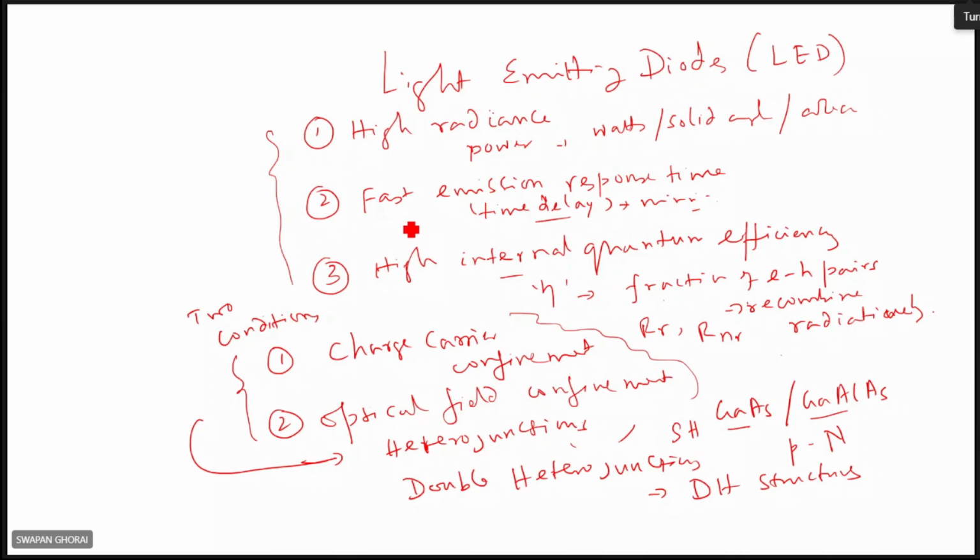It must have fast emission response times. Semiconductor devices are generally based on injection of current. So whenever you apply the current, immediately you will not get the light. There will be a delay between application of the current pulse and the onset of radiation. That is called the time delay. That time delay should be minimum, right?